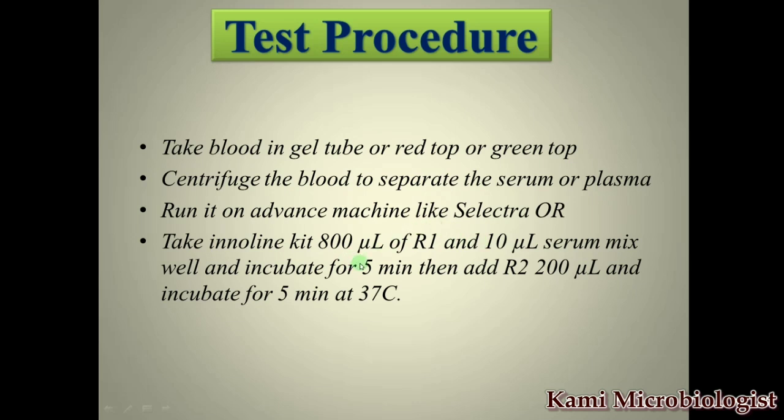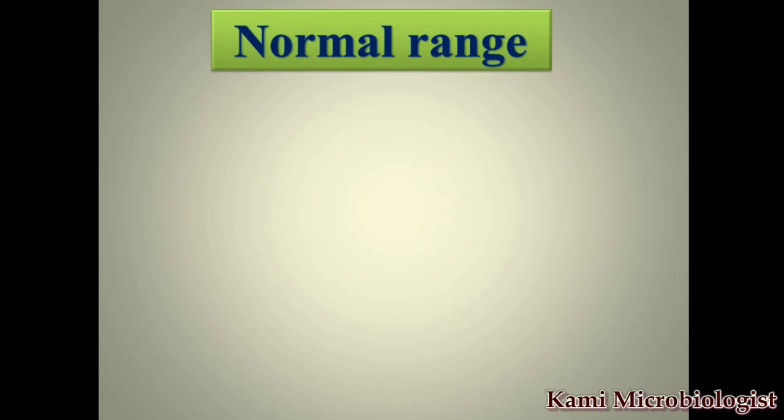After 5 minutes of incubation at 37 degrees Celsius, you add 200 microliter of reagent 2, mix it, and again incubate it for 5 minutes at 37 degrees Celsius. After that you run the test on the MicroLab 300 machine, or we can say the semi-automated chemistry analyzer machine. This is how to perform the test.